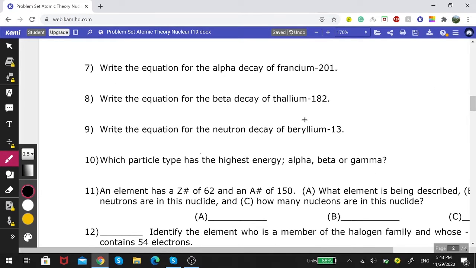Okay, so here we have: write the equation for alpha decay of francium. Let's look for the weight on the periodic table. Francium is number 87 on the periodic table. So we're going to write the weight on top.